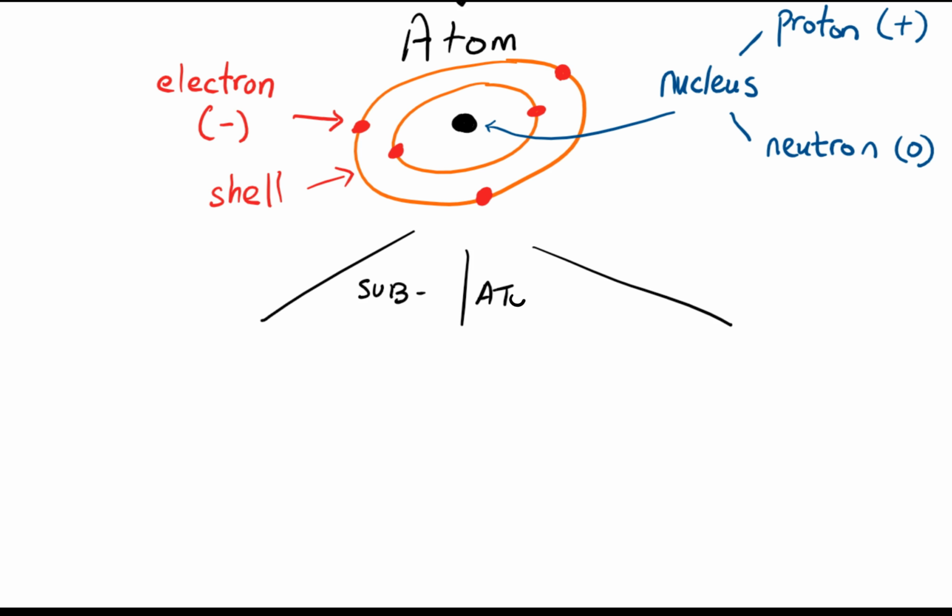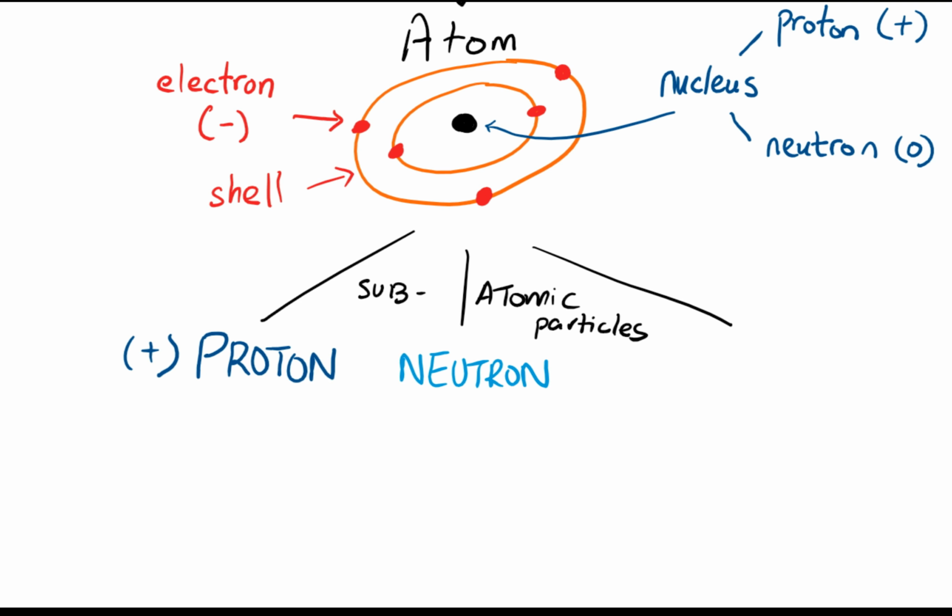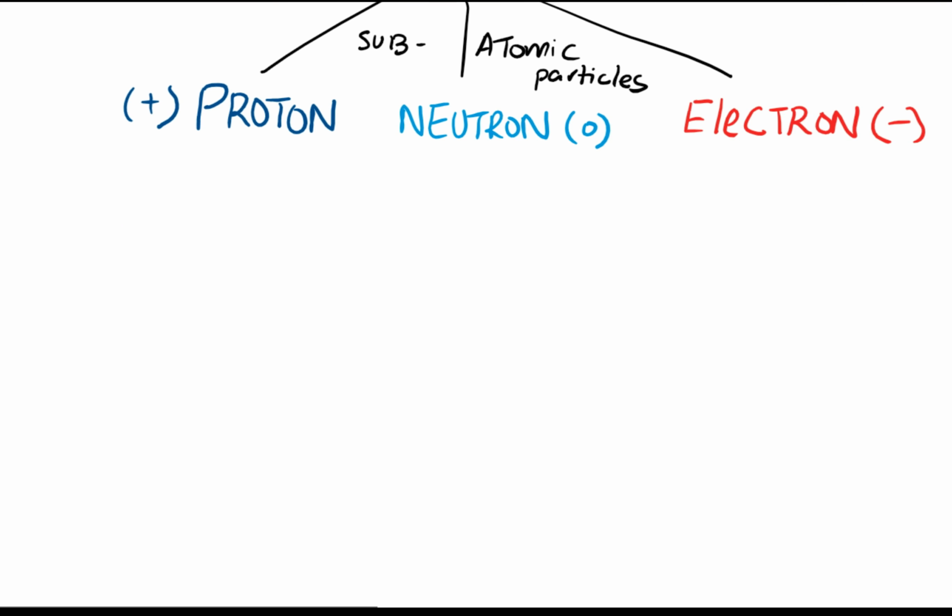So if we look at it, this proton, neutron, and electron are what we call the subatomic particles of an atom. They make up atoms. Proton is positively charged, neutron is neutral, and electron is negatively charged. Together, they become a neutral particle because one proton cancels out one electron.